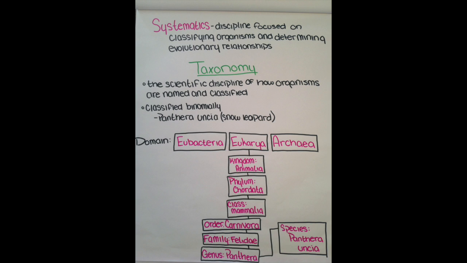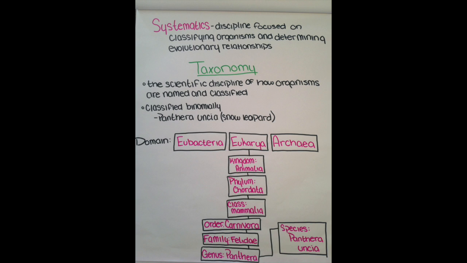To construct a phylogeny, biologists use systematics, a discipline focused on classifying organisms and determining evolutionary relationships. Taxonomy is used to more specifically classify organisms. Taxonomy is the scientific discipline of how organisms are named and classified. Organisms are classified binomially, meaning their genus and species name are used to identify the species. Latin is used in the classification of these species, so there is a universal name for each species.